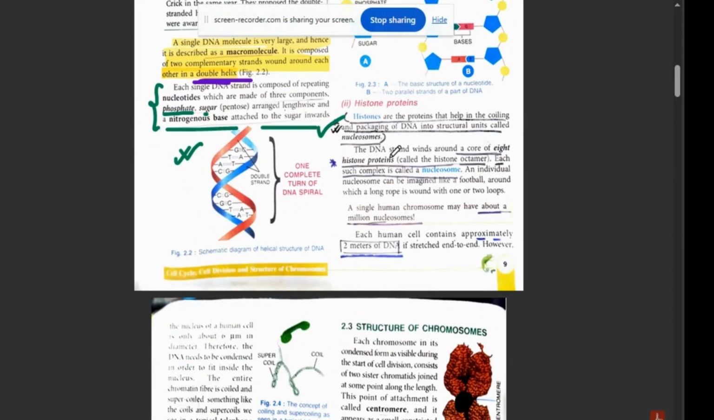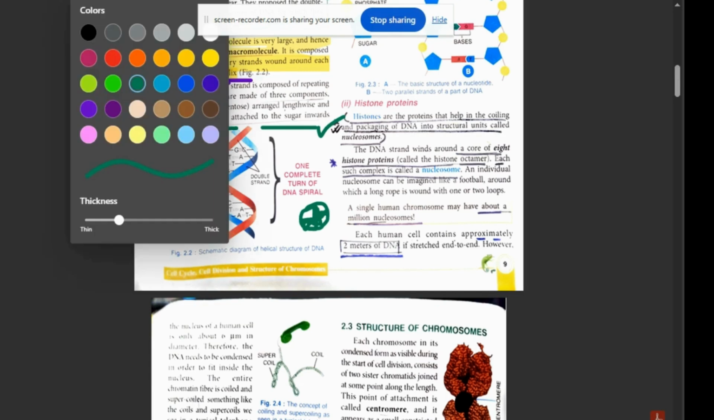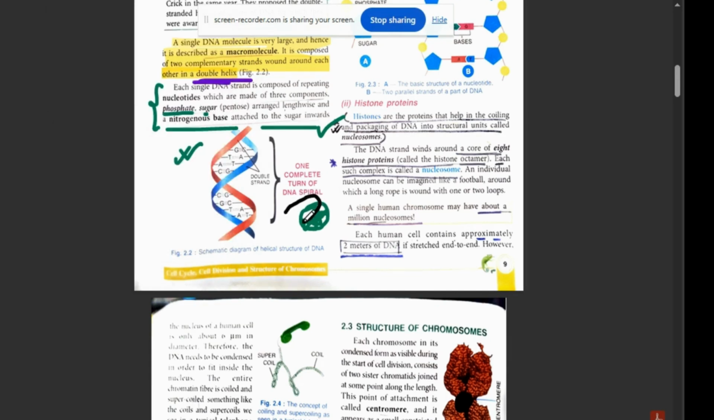Now the next line, the DNA strand winds into a core of 8 histone proteins called the histone octamer. Each such complex is known as a nucleosome. We already read that. An individual nucleosome can be imagined like a football around which a long rope is wound with 1 or 2 loops. It means, say, this is a football. Okay, don't curse me. Just think that this is a football. This is the DNA strand which winds upon this with 2 or 3 loops, and this total complex is known as a nucleosome.